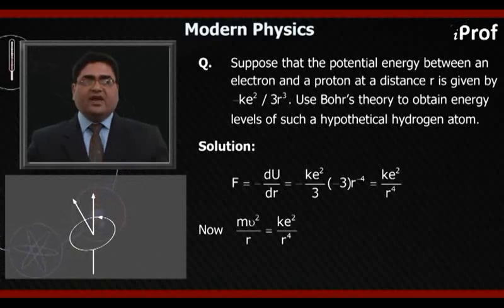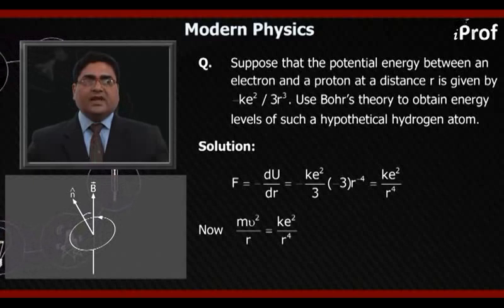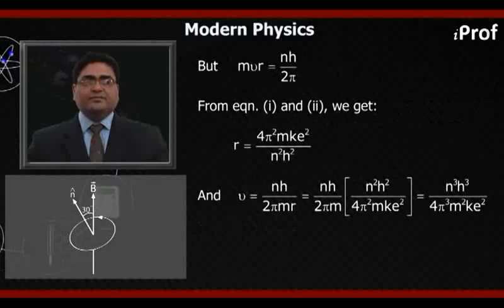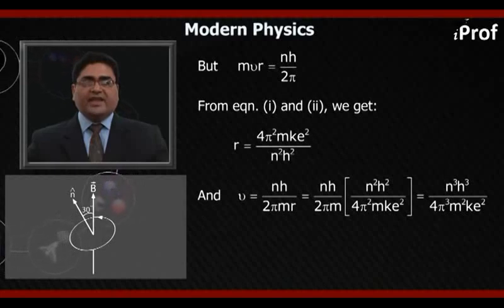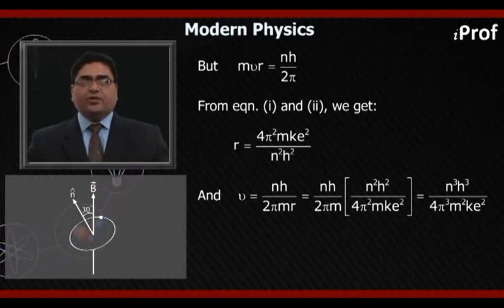Let's see the solution. F = -dU/dr = -(k²/3) × (-3r^-4) = k²/r⁴. Now mv²/r = k²/r⁴ and mvr = nh/2π. From equations 1 and 2 we get r = 4π²mk²/n²h², and v = nh/2πmr = (nh/2πm) × n²h²/4π²mk² = n³h³/8π³m²k².